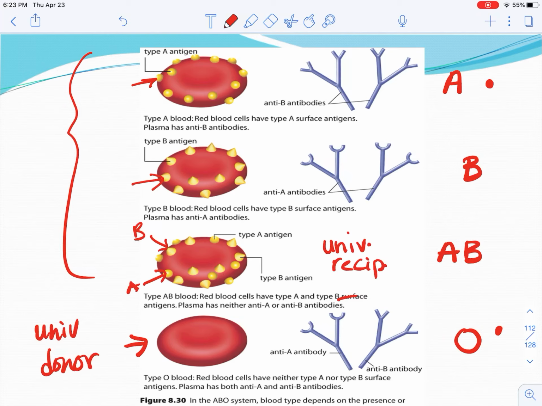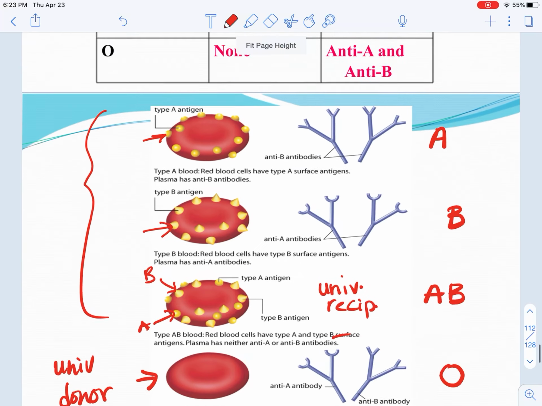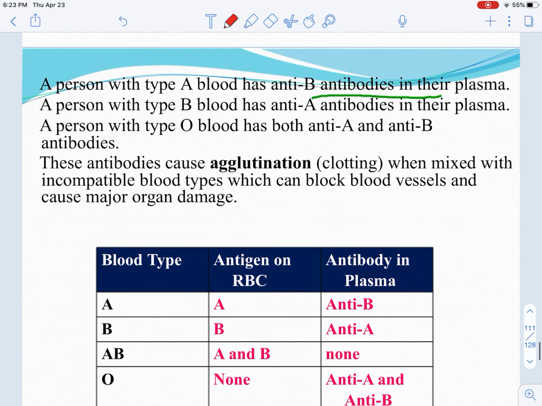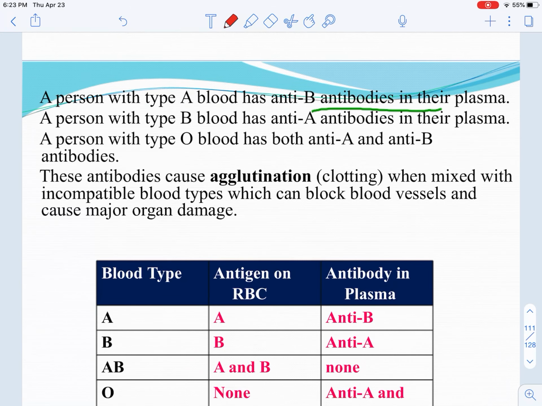So type A, you would be okay with type O blood or more type A. Type B would be okay with type B blood or O blood. And type AB would be okay with receiving all of them, all the different types. And of course, type O could only receive from O. So this is what the notes have said in the previous couple pages here.